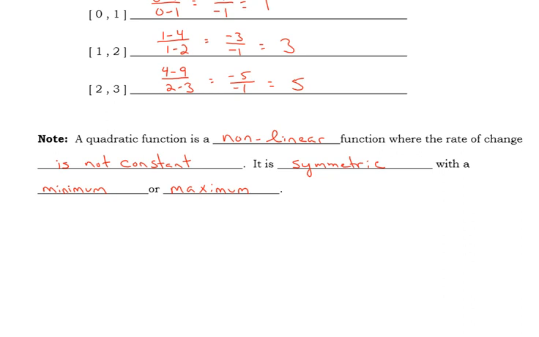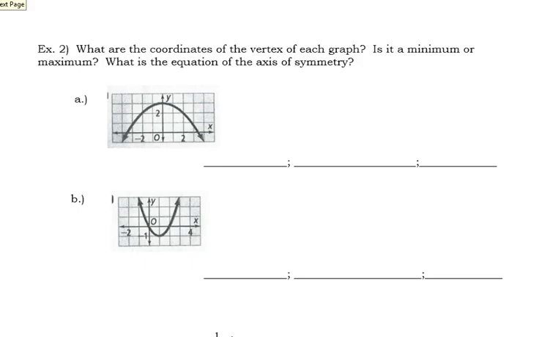Okay, now if we look at example 2 on the next page, we want to know the coordinates of the vertex of each graph. And I also want to know if it's a minimum or maximum. And I want to know the equation of the axis of symmetry. Because that says I want an equation of the axis of symmetry, there needs to be an equal sign. So let's start off with the vertex.